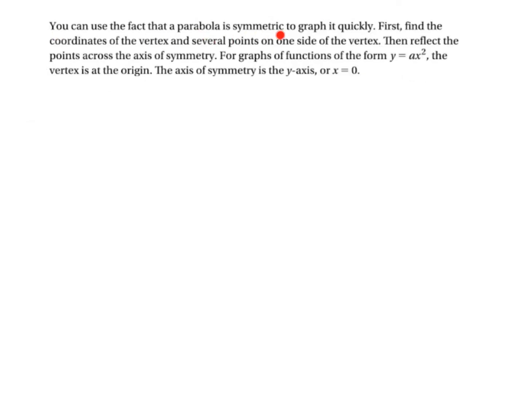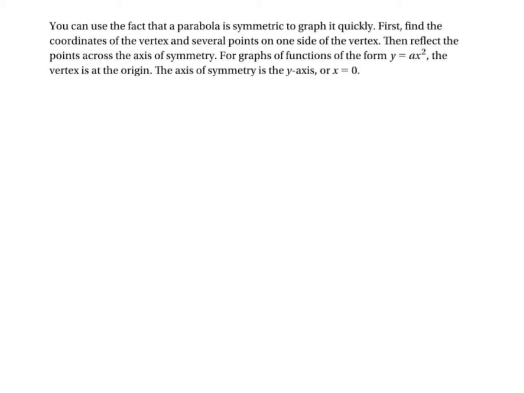So since we know that a parabola is symmetric, it makes it a little easier to graph, because what we can do is find where the vertex is, and then we can find several points on one side and reflect that set of points across the axis of symmetry, and we'll have a matching number of points on the other side. So for graphs of the form y equals ax squared, where the only thing you've done is change the parent function to have a different coefficient, okay, then the vertex is always going to be the origin. Essentially what the origin says is if you plug in 0 here, what's 0 squared?